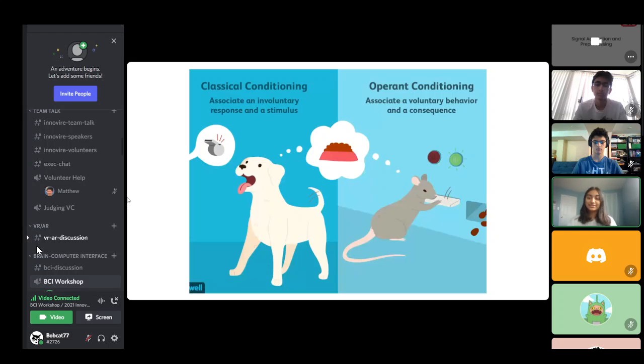Now, operant conditioning, this is what neurofeedback does. It does something a little bit different. In this example, the rat is pulling a lever. When there's a green light, food comes out, and when there's a red light, food doesn't come out. But it realizes this after doing it a bunch of times. So it associates the green light with food and the red light with no food. And it associates a voluntary behavior with a consequence.